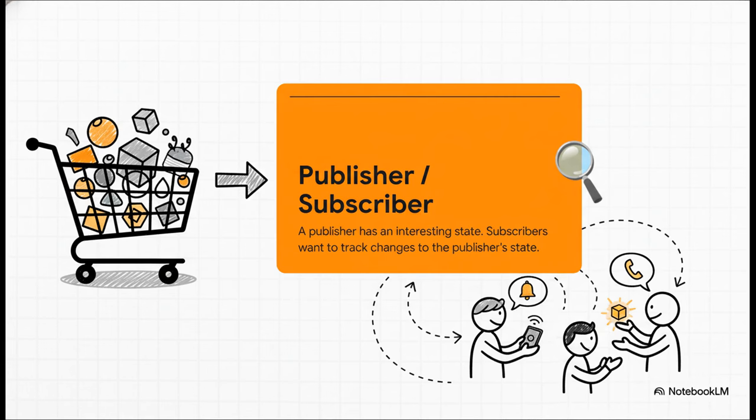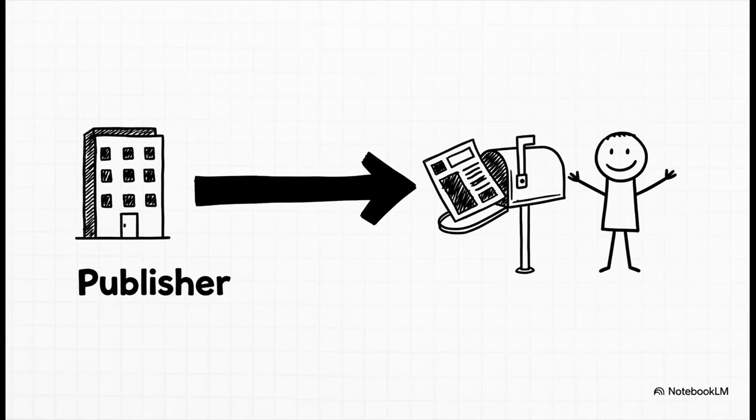Then you have subscribers. These are the objects that want to know when the publisher's state changes. That's our eager customer. The best way to think about this is a magazine subscription. You don't drive to the newsstand every morning to see if the new issue is out. No, that's crazy. You subscribe once, and the magazine publisher automatically sends you the new issue right when it comes out. You get notified, but only when it matters. And the publisher only talks to people who've actually said they're interested.